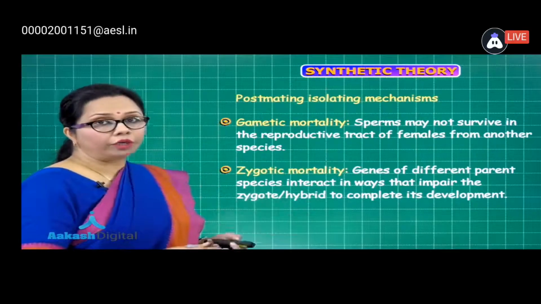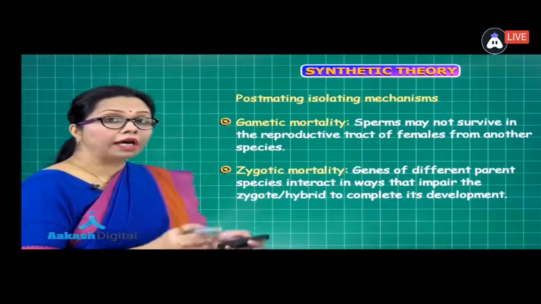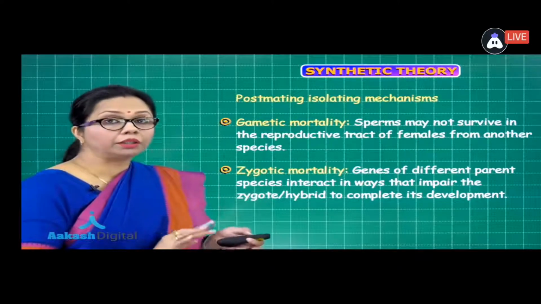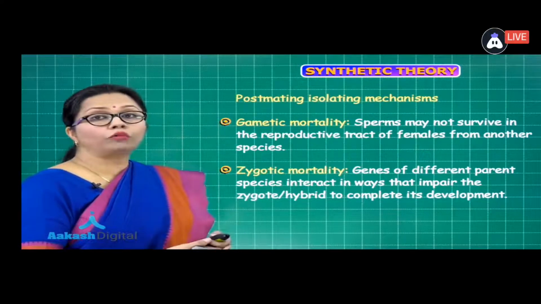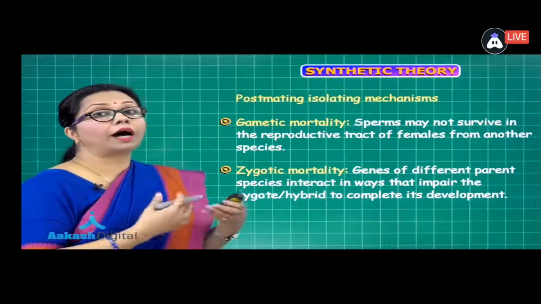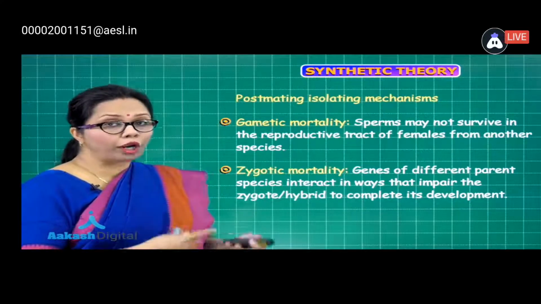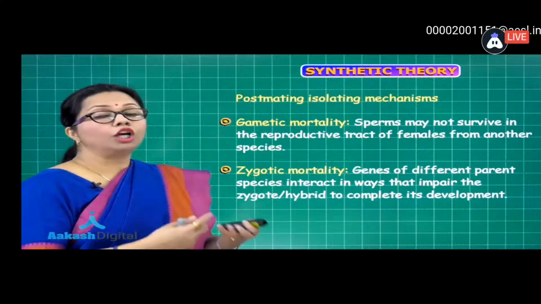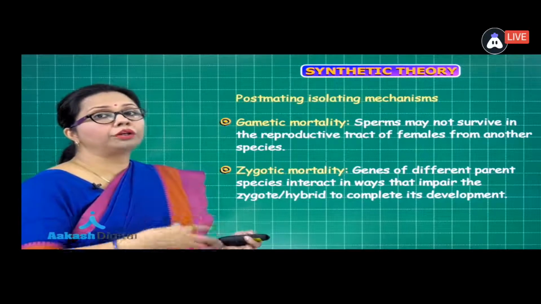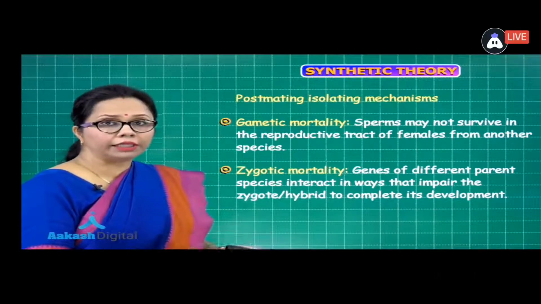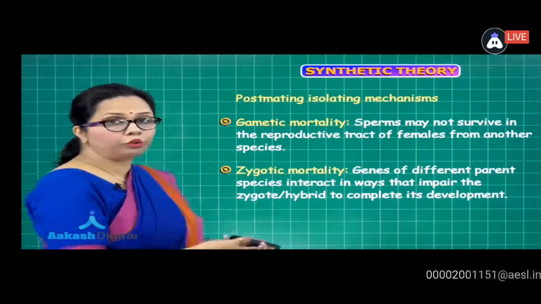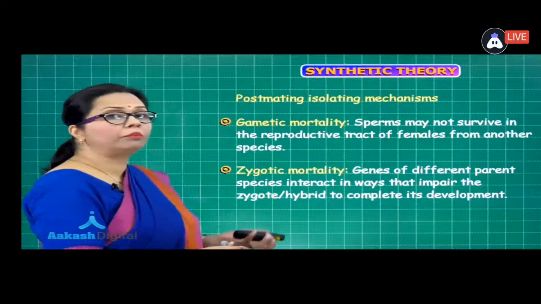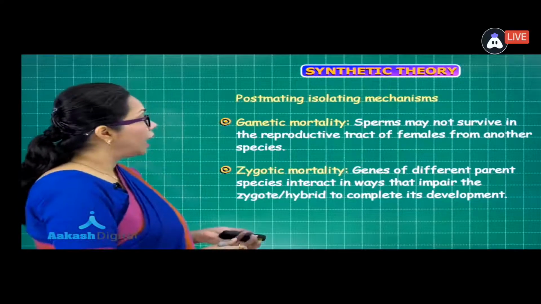Another is zygotic mortality. Now here fertilization also occurs, but either the zygote won't be able to survive or the hybrid, because since it's a product of two species, that individual is going to be called hybrid. So this hybrid, either during the development or just at the time of birth, they won't be able to survive. So we also use the term hybrid inviability.